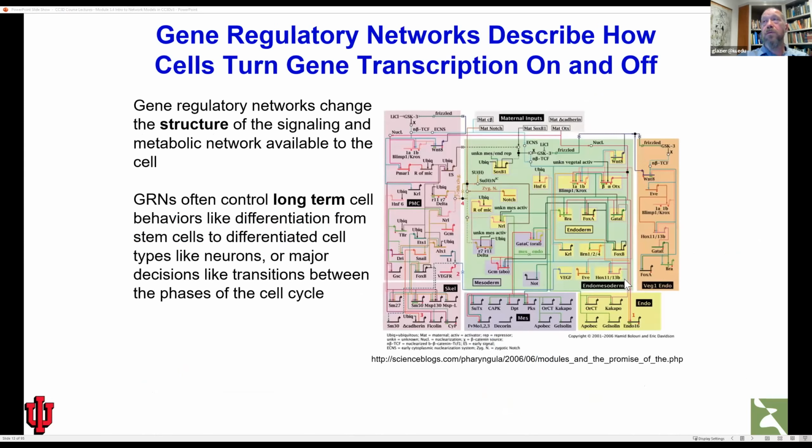It's not very different when we talk about gene regulation, which describes how genes are turned on and off. There are these standards for how to diagram gene regulatory networks. They make things look very simple. In fact, they're not as simple as these diagrams suggest. Gene regulatory networks typically control long-term changes of cell behavior, especially things like cell differentiation, although they're not the only thing that happens in cell differentiation.